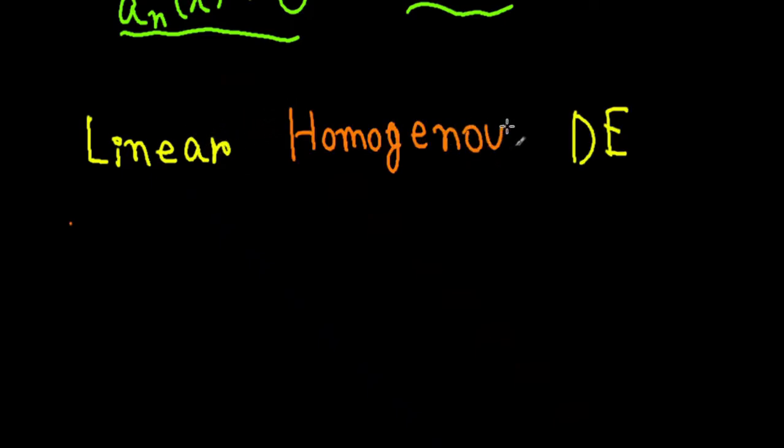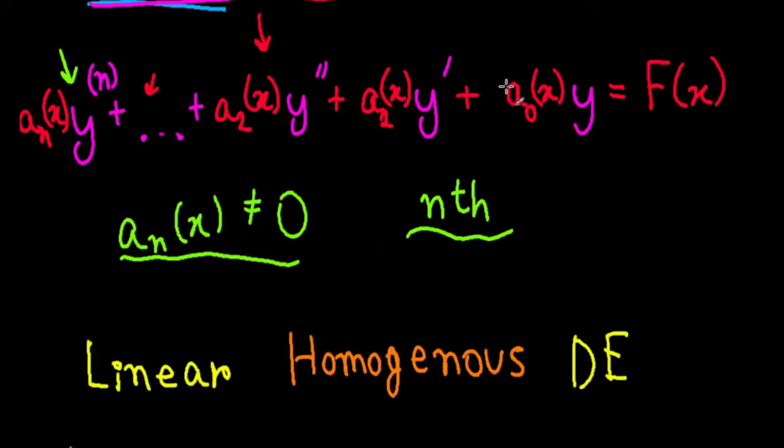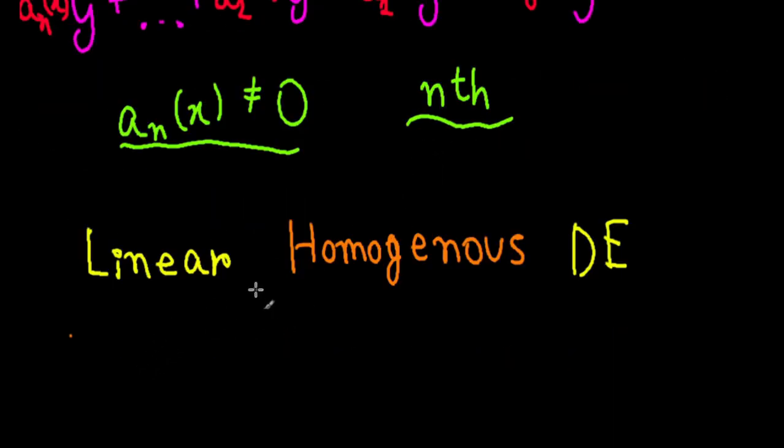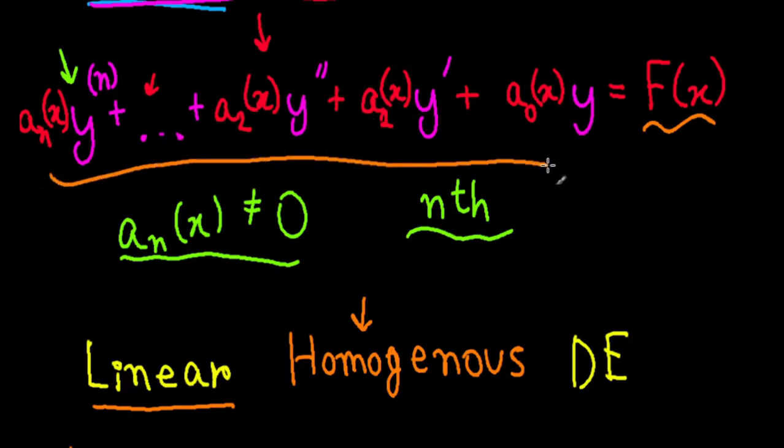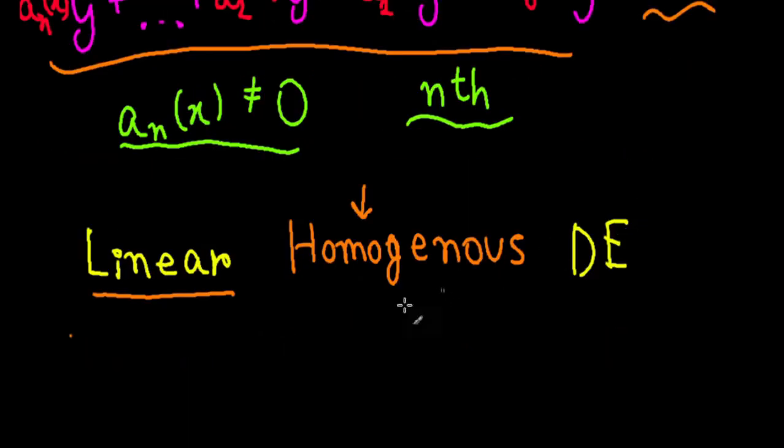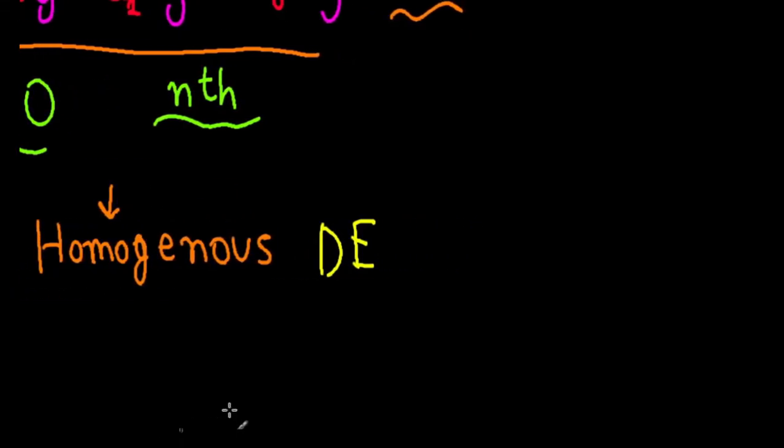As the name implies, it's definitely a linear equation, so it has this form. But the term homogeneous implies that the right side of this, the linear expression involving your dependent variable and its derivatives, can only be equal to 0. In other words, saying it very simply, your f of x can only equal 0.